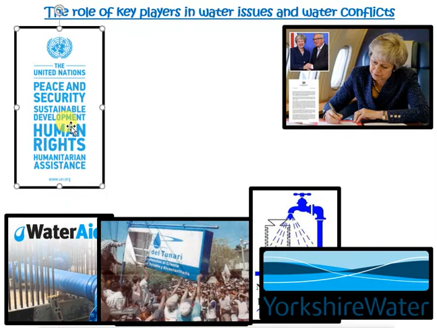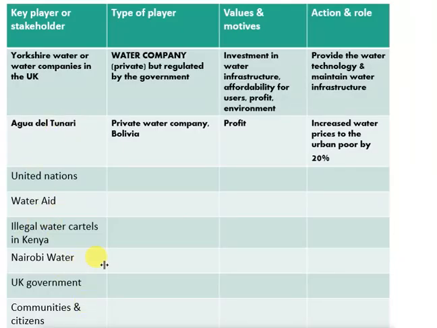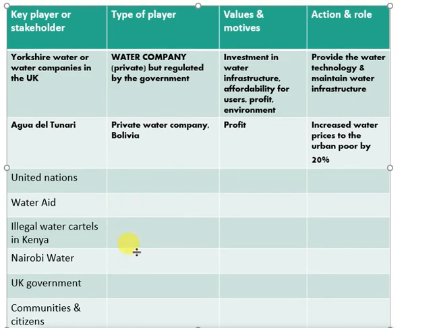All right then. That should give you a bit of an overview of some of these players. What type of player are they? The United Nations is an IGO, WaterAid's an NGO or a charity. Illegal cartels, well, illegal cartels, I guess. The values and motives will change. If you've not got them filled in, then have a think. Fill them in, right?